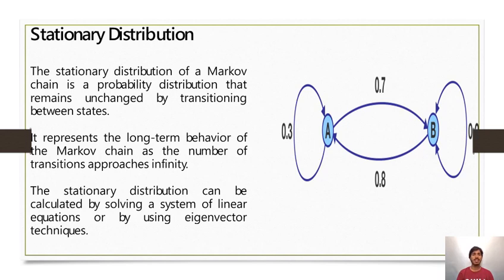Stationary distribution. The stationary distribution of a Markov chain is a probability distribution that remains unchanged when transitioning between states. It represents the long-term behavior of the Markov chain as the number of transitions approaches infinity. The stationary distribution can be calculated by solving a system of linear equations or by using eigenvector techniques.